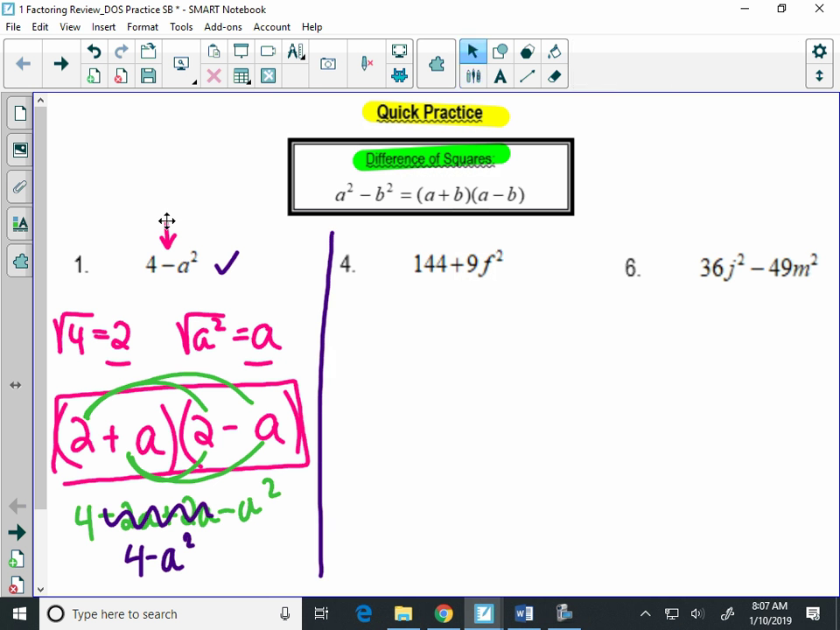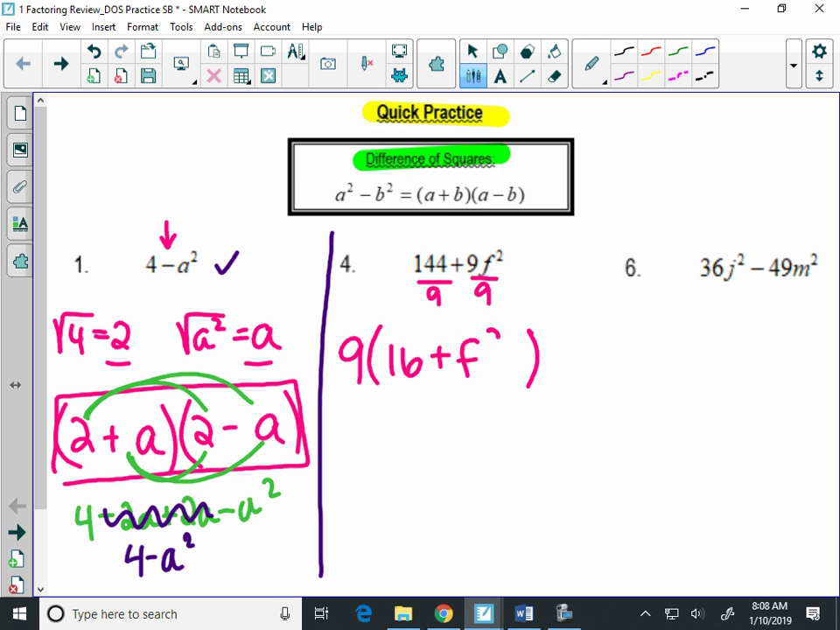All right, number 4, I have 144 and 9. So when I look at 144 and 9, let's decide if there's a GCF. There is a GCF. And 9 is actually a GCF for both. So I'm going to divide 9 out of both terms. I'll bring the 9 down in front, and when I do that, I'll have 144 divided by 9 is actually 16 plus f squared. So I pulled out my GCF.